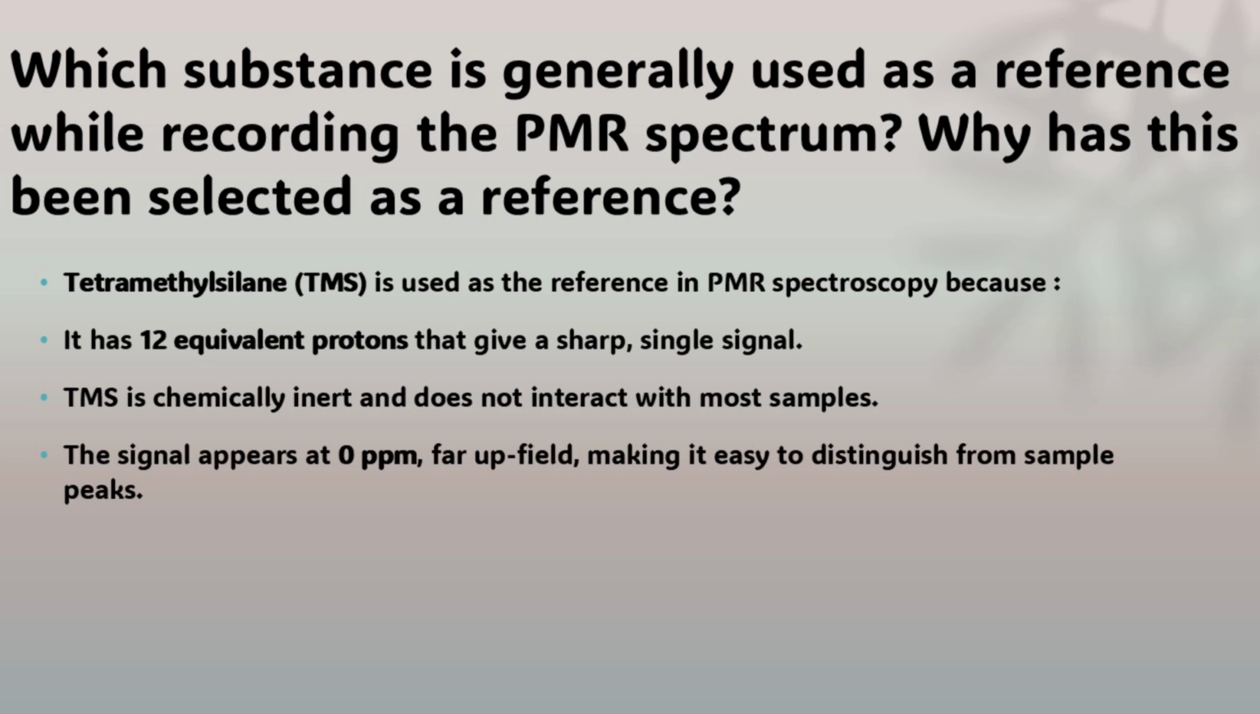TMS is chemically inert and does not interact with most samples. The signal appears at 0 ppm, far upfield, making it easy to distinguish from sample peaks.